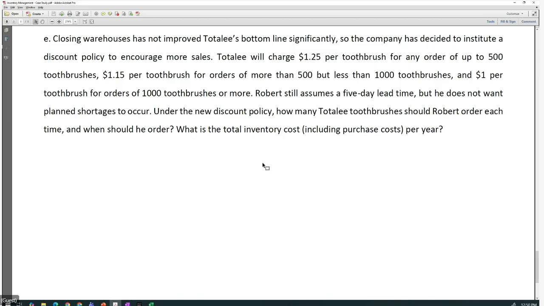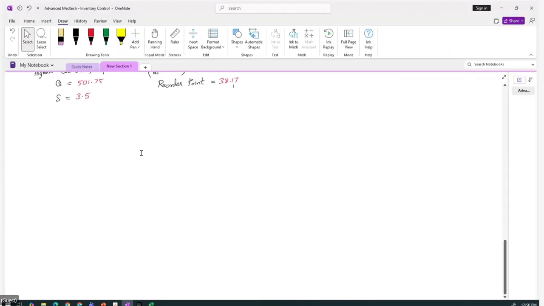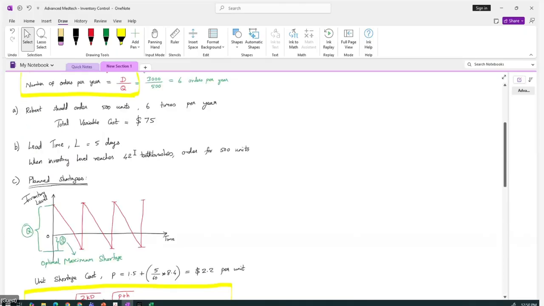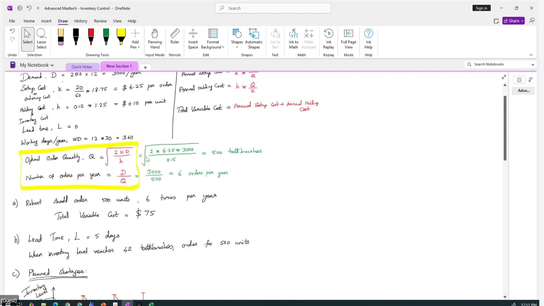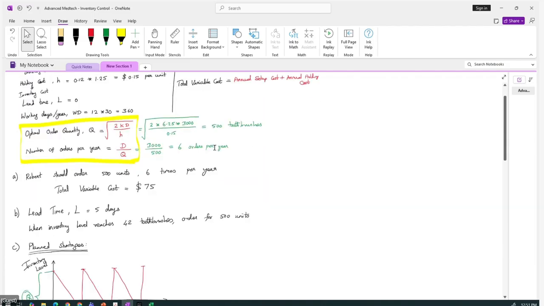You can see the total discount, right? If you are ordering in bulk, then you are getting a discount. And in this scenario, they are saying no shortage. So basically, we are talking about part B, right? In part B, there was a lead time of 5 days, no shortage. So what was our policy? Whenever inventory reaches 42 toothbrushes, we order 500 units. What was that 500? 500 was the EOQ that we determined, right?